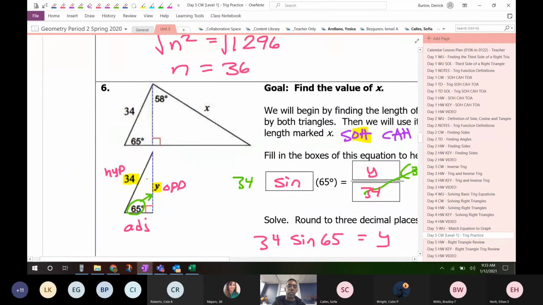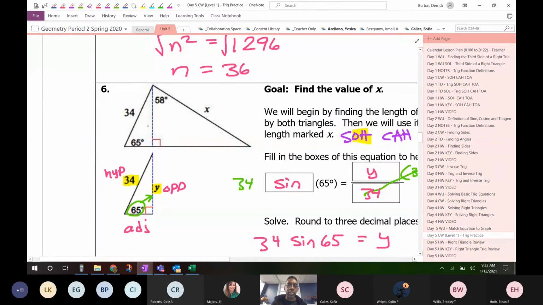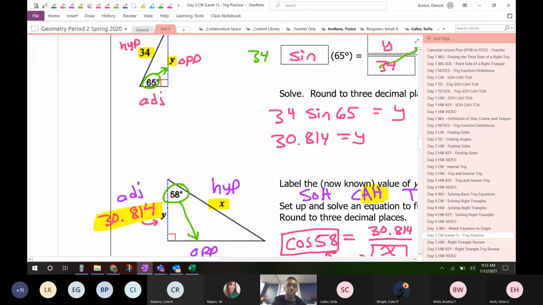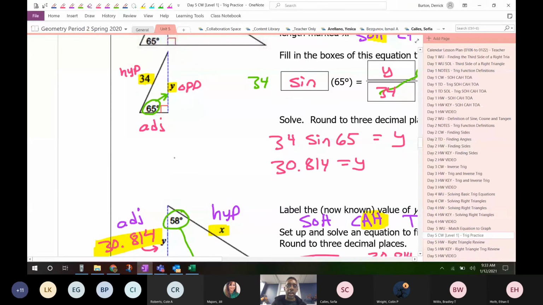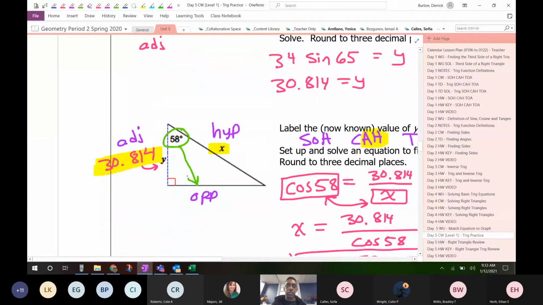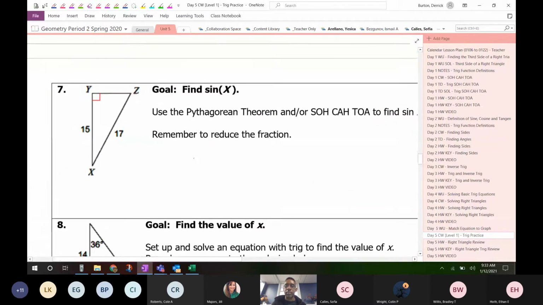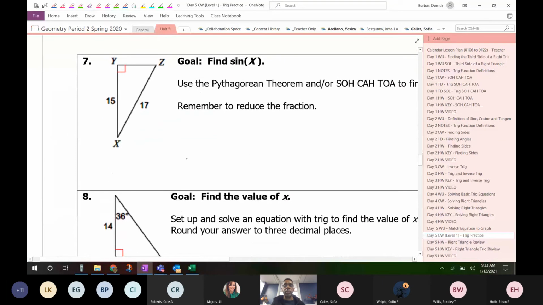So that's how you solve it when you have two triangles put together: split them up into two separate triangles, and solve them one at a time. Okay, that's our strategy. Okay, look at number 7.